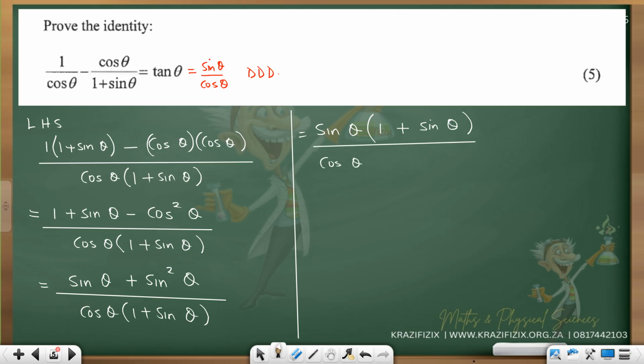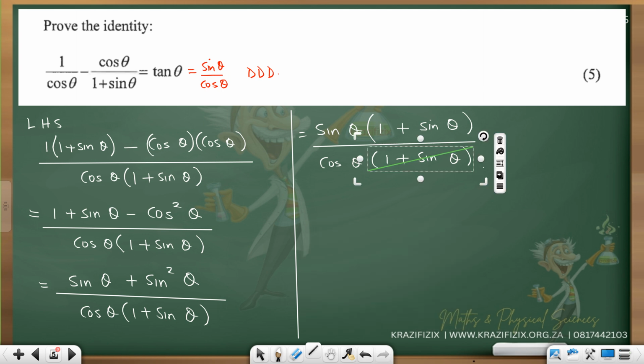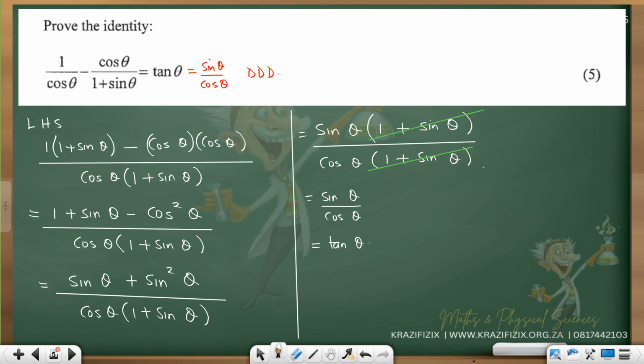And look at where we are. Oh, beautiful. Look at where we are. If you didn't see it in your first step, you'll still get it. It's just going to take longer. Sine theta over cos theta. And what is that? Is it making sense to you?